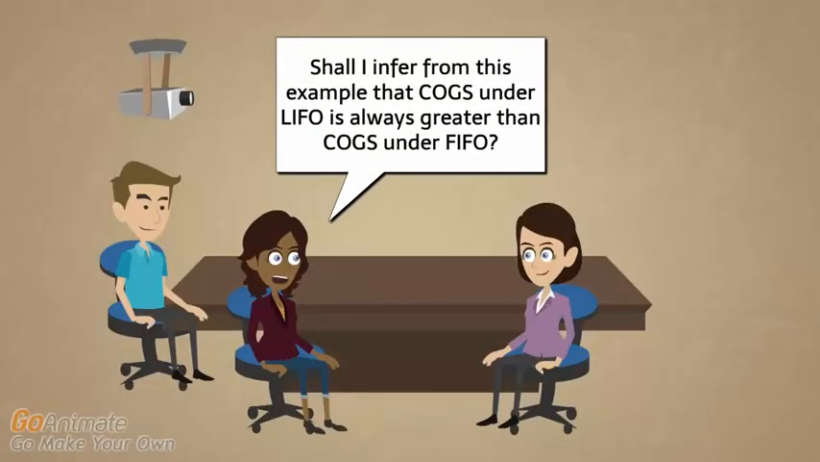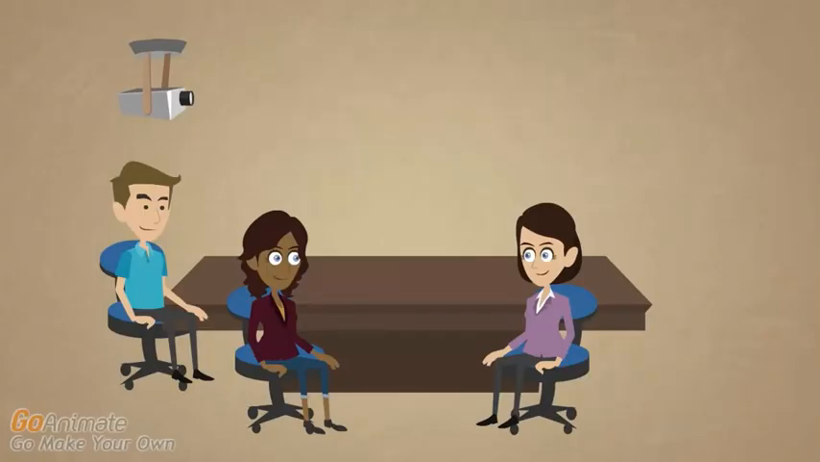Shall I infer from this example that COGS under LIFO is always greater than COGS under FIFO? No. Please don't infer that from this example. The only reason that LIFO COGS are greater than FIFO COGS in this example is that prices have been rising. If inventory prices have been dropping over time, then FIFO COGS will actually be greater than LIFO COGS. And this has happened in the high-tech industries where the prices of, say, computer components have been dropping over time. So the FIFO method actually gives you higher COGS than the LIFO method because prices are dropping.